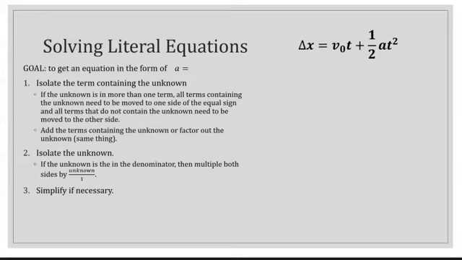Here are some quick steps that you can use to solve these equations. The first thing you always start with is, what is your goal? Your goal is always to get the equation in terms of your unknown is equal to stuff. So the first thing you want to do is isolate the term containing the unknown. In this case, we're looking for a, so this is our term containing the unknown. So we want to isolate it by moving the v naught t. To do that, I'm going to subtract it from both sides. That means that the v naught t on the right side is going to cancel out.